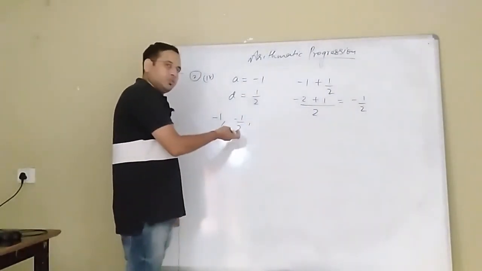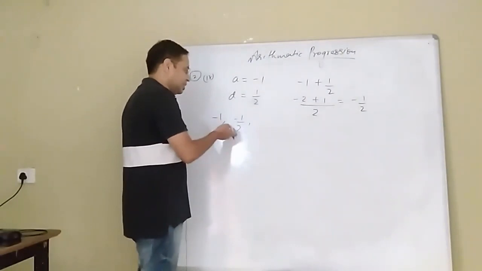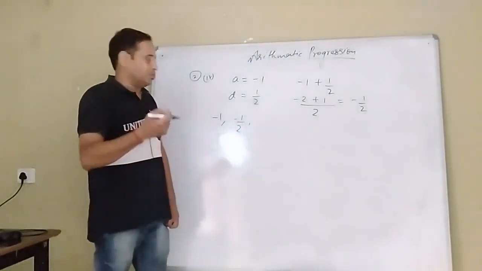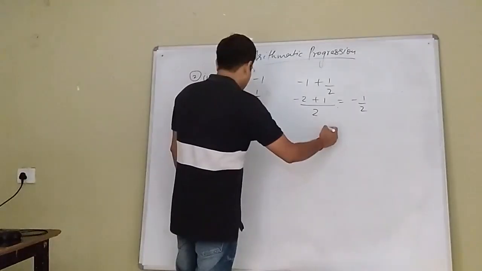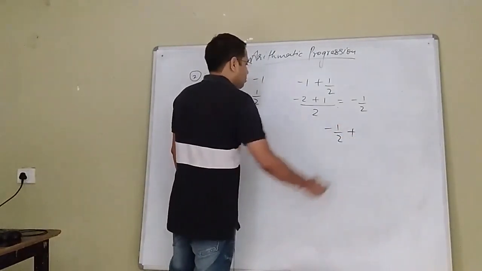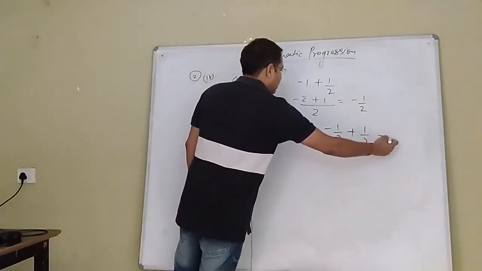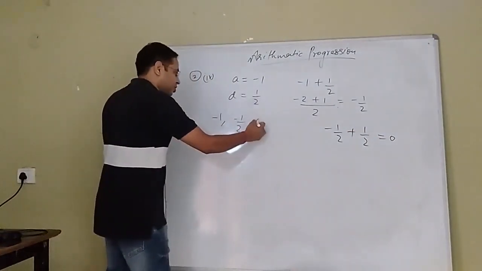Again, adding the common difference to the second term gives the third term. So minus 1 by 2 is the second term. If I add 1 by 2, I'll get 0. Therefore the third term of this sequence is 0.